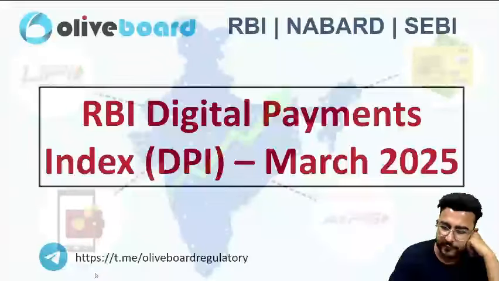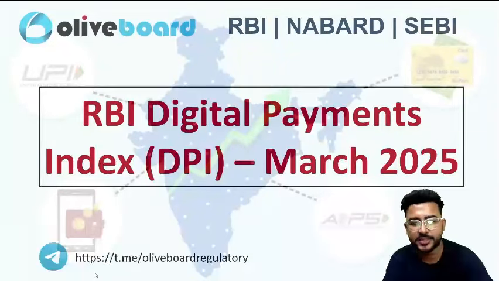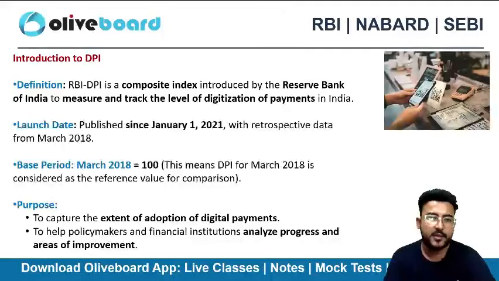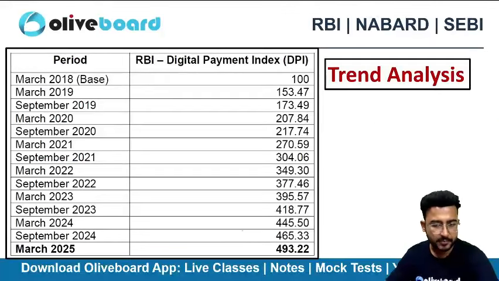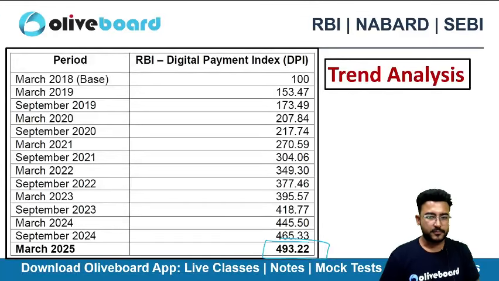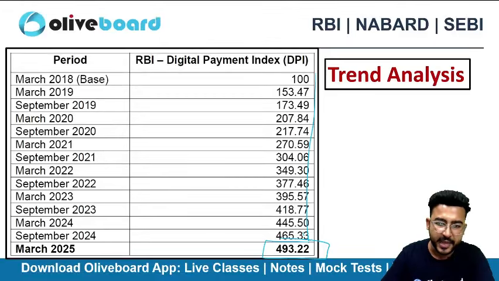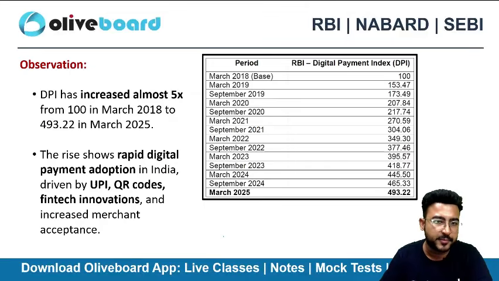493.22, 495 something, 80.1%, 493. Okay, guys, the correct choice is 493, March 2025. Okay, 493.22. So we can see a consistent increase in the DPI, 493.22.